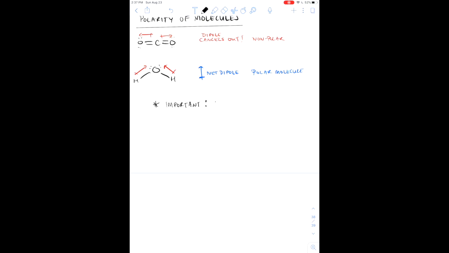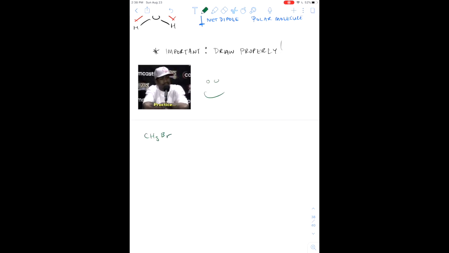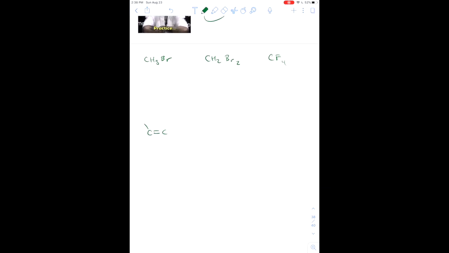Okay? It's also important to note that you really need to be able to draw your chemical structures properly. Otherwise, if you don't have your three-dimensional orientation written down properly, then you're not going to get the right answer in terms of whether or not the compound is polar. For example, if it's trigonal planar versus trigonal pyramidal, okay, that would be bad. Let's check out these molecules. Remember, we've got that practice going. I'm going to talk about practice.